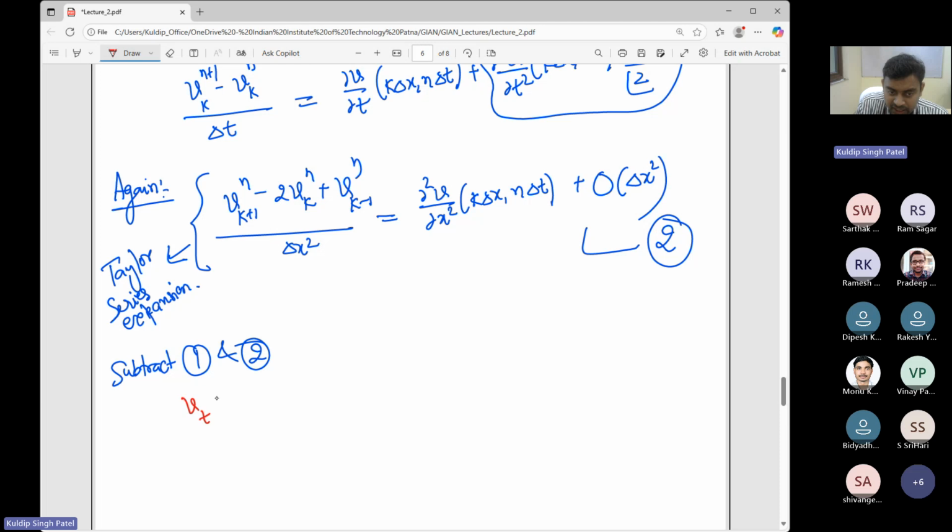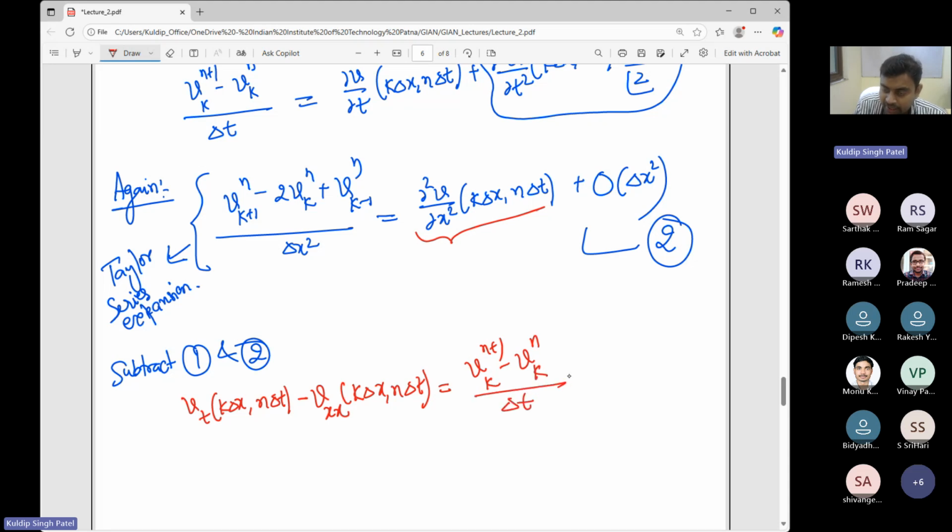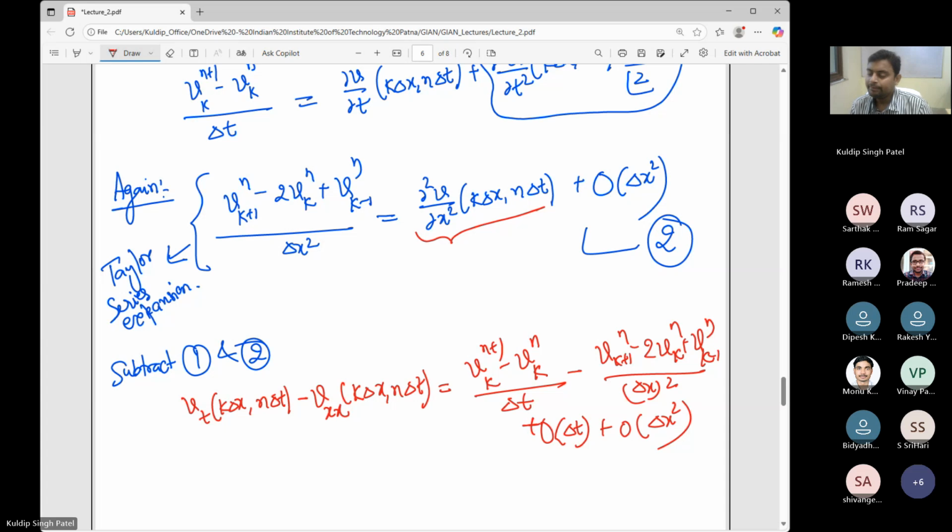Simply this: Vt at k delta x and n delta t minus Vxx at k delta x and n delta t equals V(n+1, k) minus V(n, k) upon delta t, minus V(k+1, n) minus 2V(k, n) plus V(k-1, n) upon delta x square, plus order of delta t terms and plus order of delta x square terms. So I hope till here I'm clear that if you subtract both, on the right hand side you are getting order of delta t terms and order of delta x square terms. Agree?